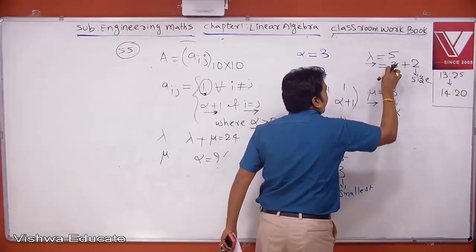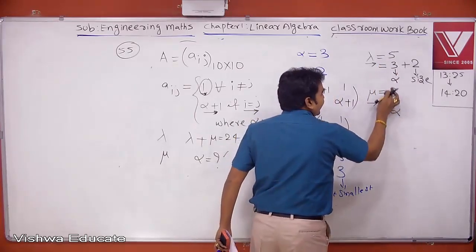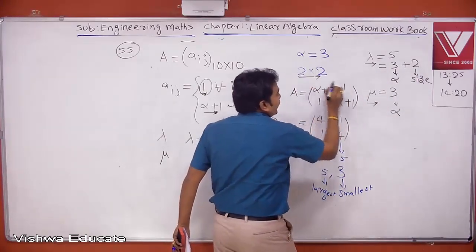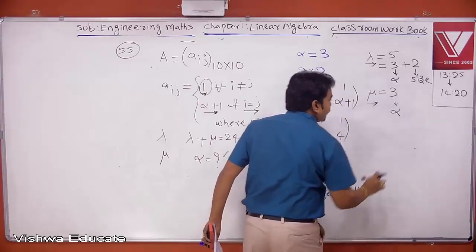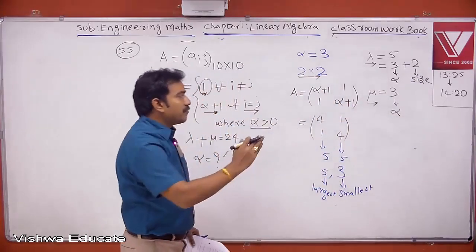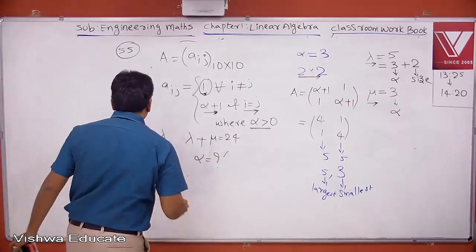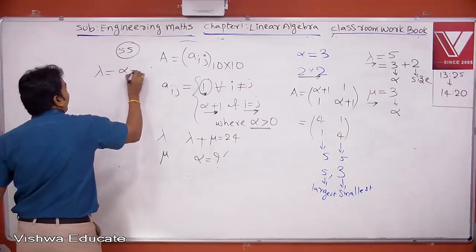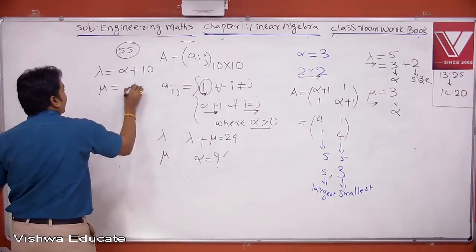Now this 5 I can represent as 3 plus 2 in terms of alpha. This 3 is alpha, and this 2 is nothing but the size. So the largest eigenvalue is alpha plus size, and the smallest eigenvalue is alpha. Even if you change the numbers, you can easily predict this. Therefore, in this context, the largest eigenvalue is alpha plus the size of this matrix, which is 10. The smallest eigenvalue mu is alpha.